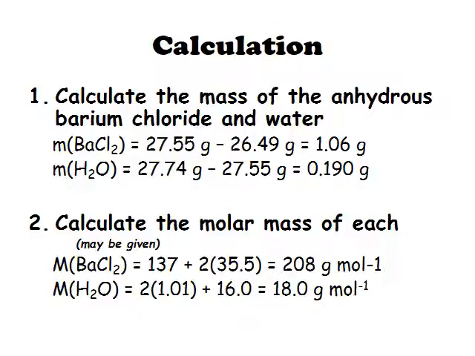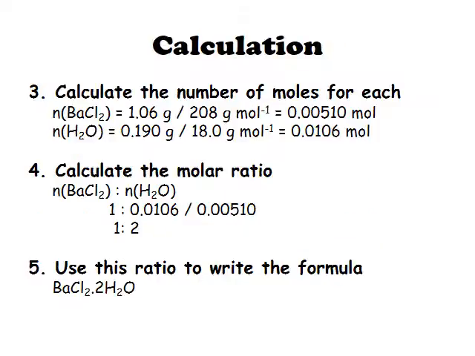So then the second step is you've got to calculate the molar mass of each. Okay, so the molar mass of barium chloride from our periodic table is going to be 137 plus 2 times 35.5, which is 208 grams per mole, and the molar mass of water is going to be 18 grams per mole. Okay, so now we've worked out the molar mass of each, the salt and the water. The final step is to calculate the number of moles for each.